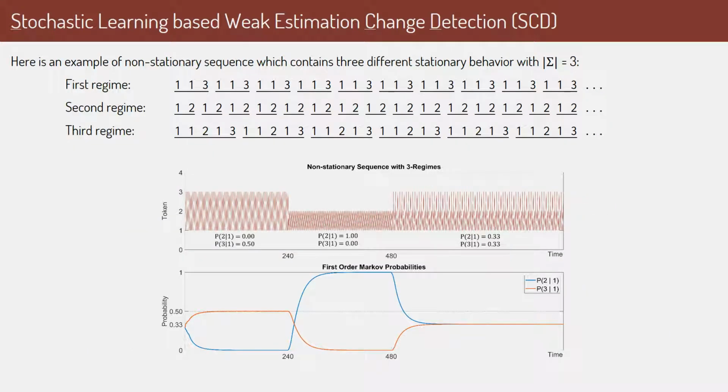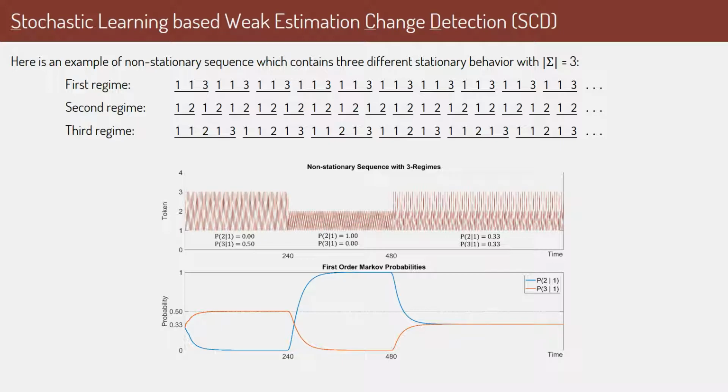The second challenge we have worked on is about applying reinforcement learning in non-stationary environments. Generally, in reinforcement learning, environments are assumed to be stationary, which is an optimistic assumption since most of the real-world problems are not stationary. We have developed the SCD algorithm for detecting change points in non-stationary sequences.